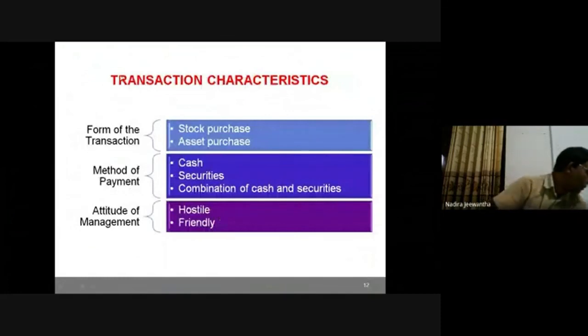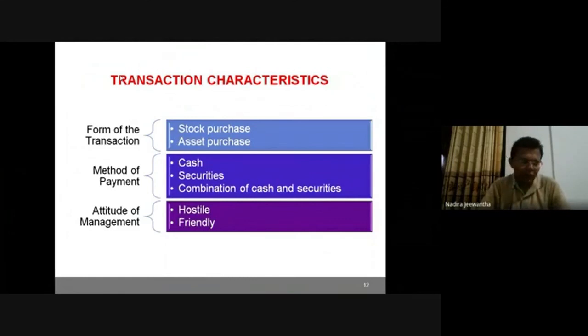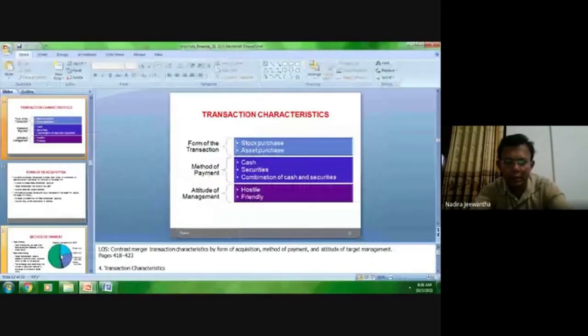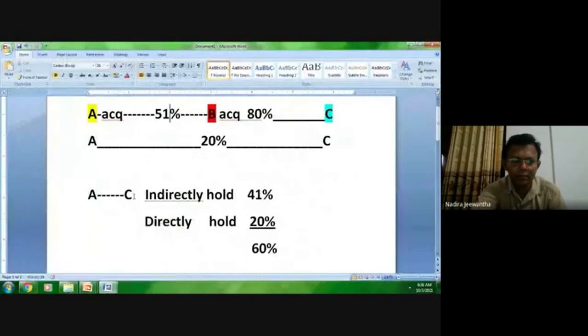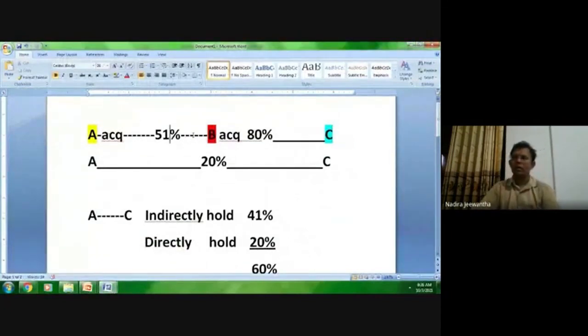So, methods of payment. Take A and B, where A acquires B. How do you pay? By cash is one method. A can pay whatever the price is to B for this 51% share stake. A is going to invest in B, and when you make an investment, you have to make payments. So how do you make the payment?